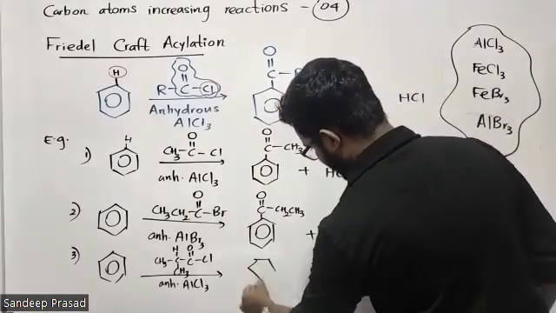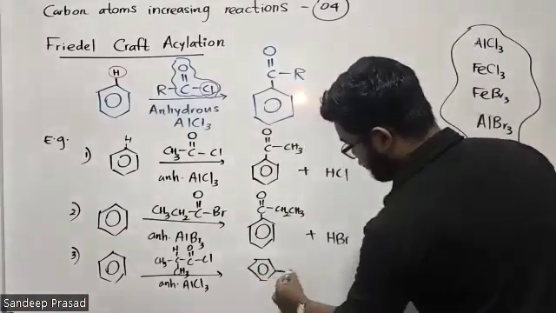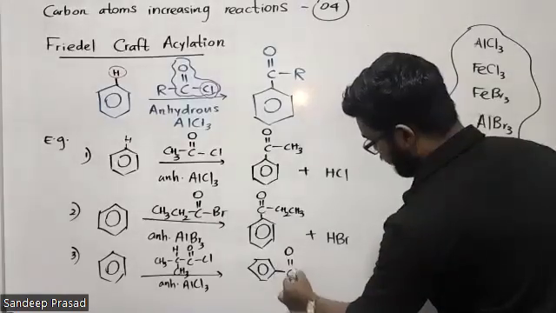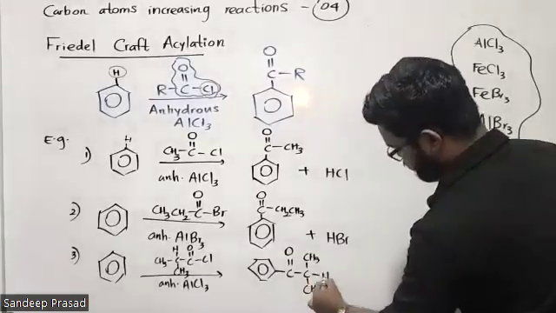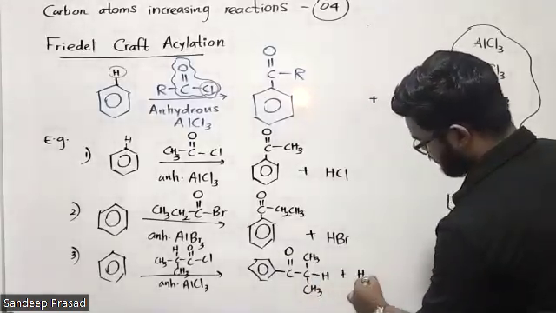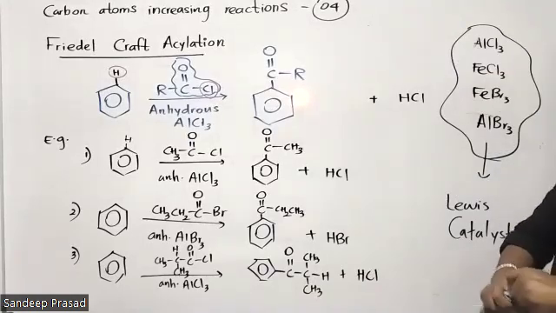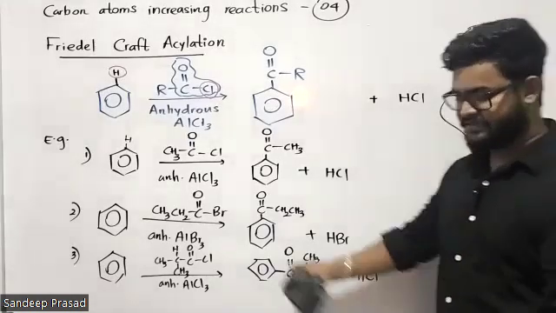So we can consider that the product is C double bond C, CH3, CH3 plus HCl. So this is the third example.